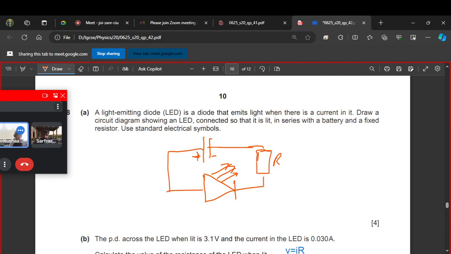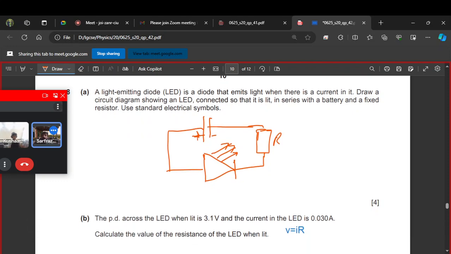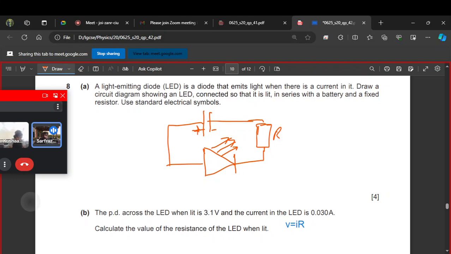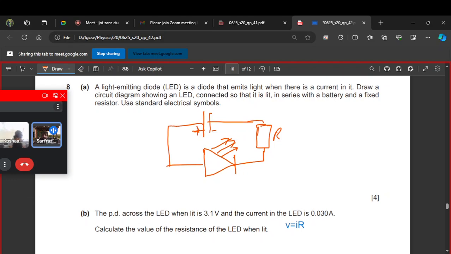Is there any question in this figure or diagram? No sir. Okay, next question says that the potential difference across the LED when lit is 3.1 volt and the current in the LED is 0.030 ampere. Calculate the value of the resistance of the LED when lit.